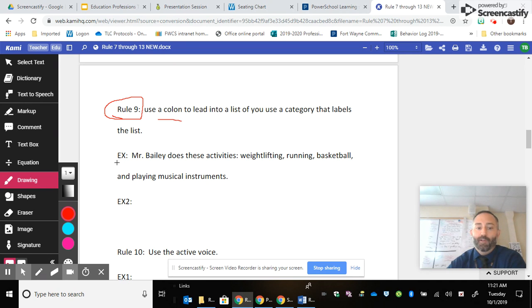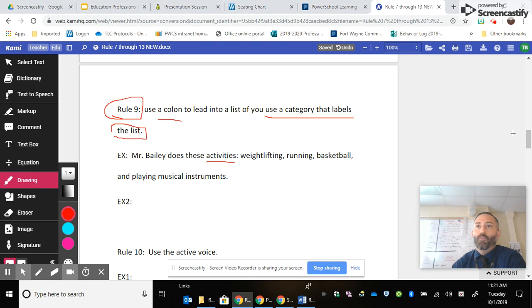In the example below, actually, I'll read the rule first. Use a colon to lead into a list if you use a category that labels the list. In the example, this colon is used correctly. It says Mr. Bailey does these activities. And notice there's a hard stop there, which is why the colon is appropriate. But right in front of the colon, that's the label for what the list is.